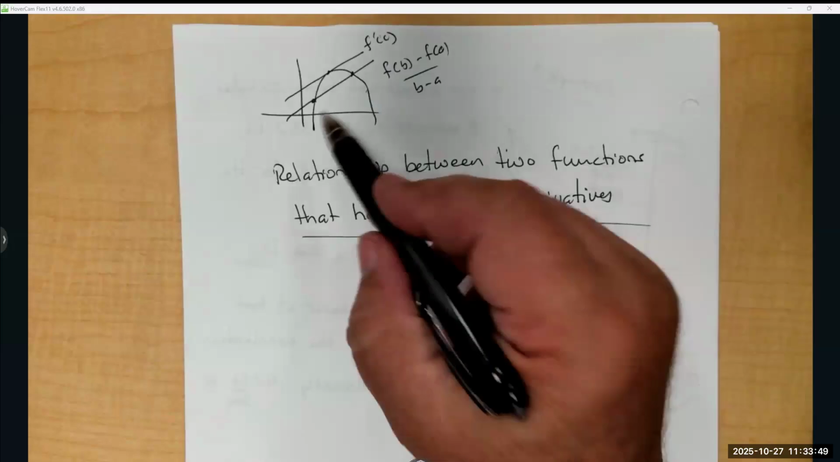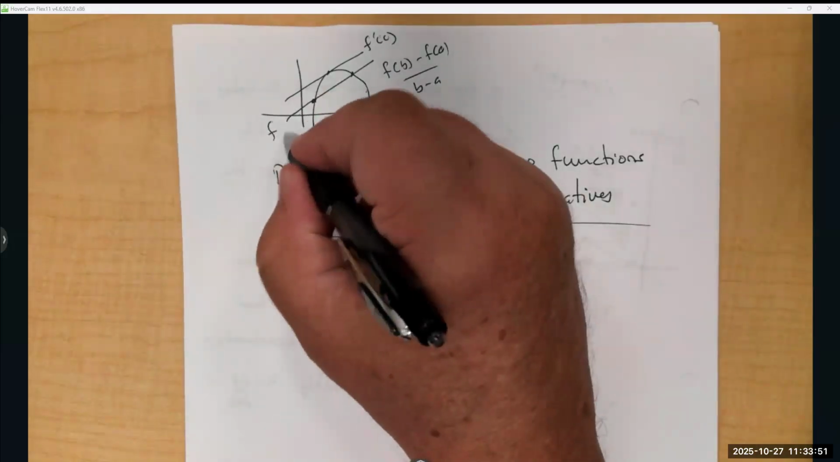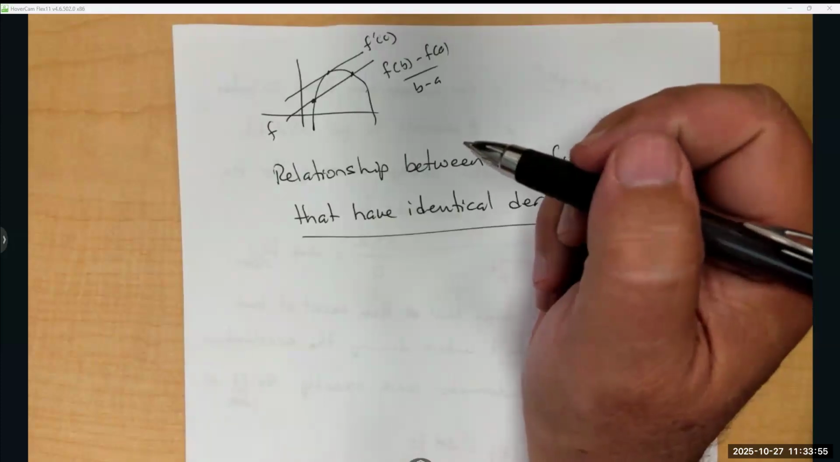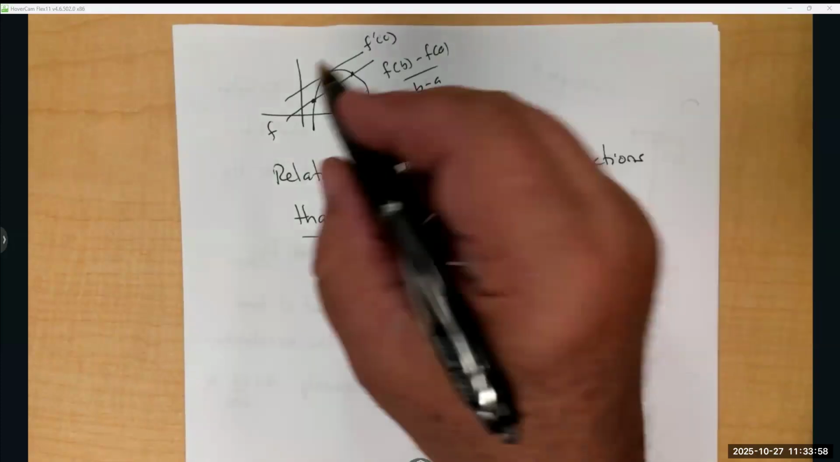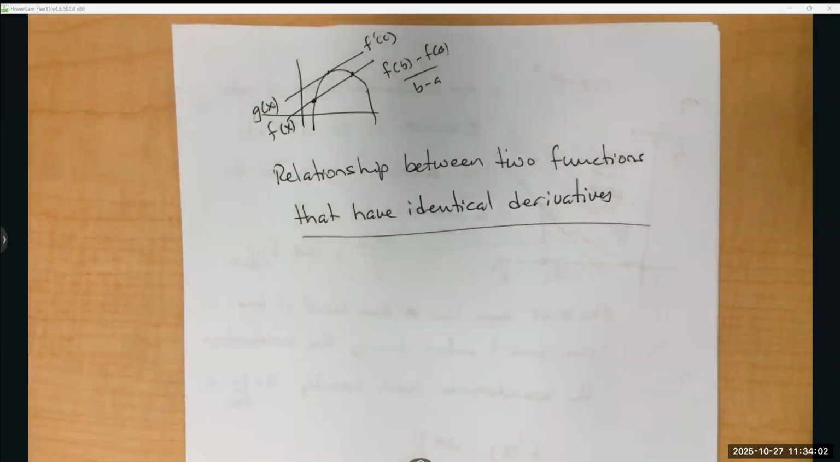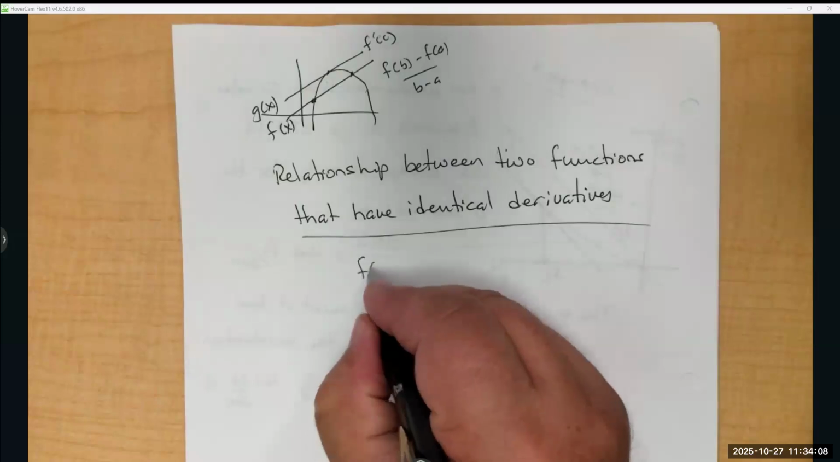What that's asking is this. Are they the same functions? No, but they have the same derivatives. They have the same rate of change. So this is f of x, and this is going to be another function g of x. What do we know about f of x and g of x? Are they equal?